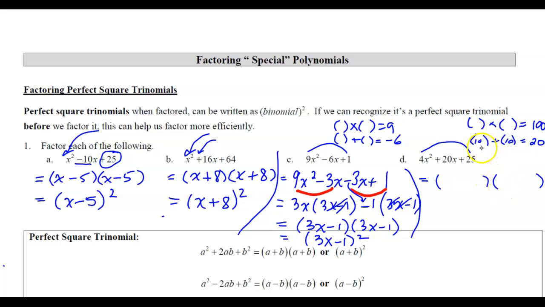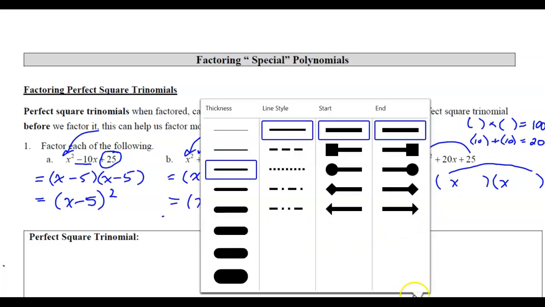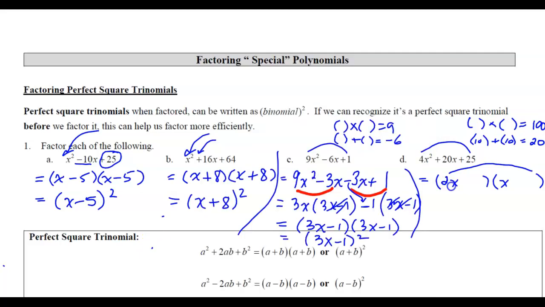4x and x. But think about it. If I put 4x and x here, there's no way I can get 10 by when multiplying back. So it can't be 4x. It's got to be 2 and 2. So 2x at the beginning of both. Then to get 10 on the outside, that would have to be plus 5. And 10 on the inside, that would be plus 5. And again, repeated binomial.